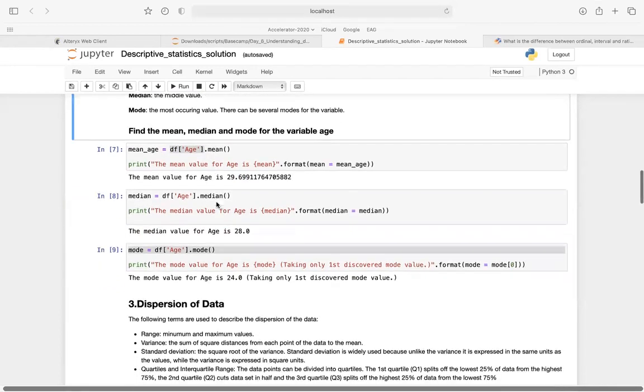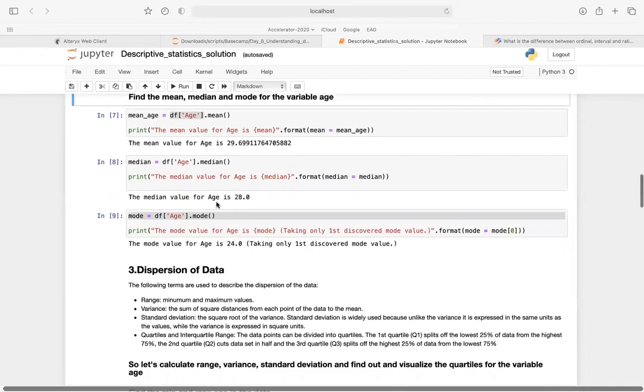The second element in descriptive statistics is what we call the dispersion of the data. If you look at the English meaning of dispersion, it simply tells you how my data is distributed. You get my point, how my data is distributed.